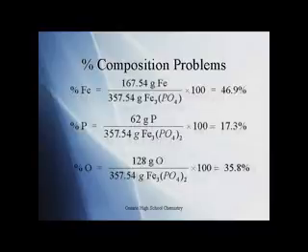Here's a summary of what we've done so far, and you can see we have our 46.9% iron, 17.3% phosphorus, and 35.8% oxygen, making up the iron(II) phosphate compound. When you go to check your work on this, add the percentages up and make sure that they add to 100%. It's a quick way to make sure that you haven't made any mistakes.